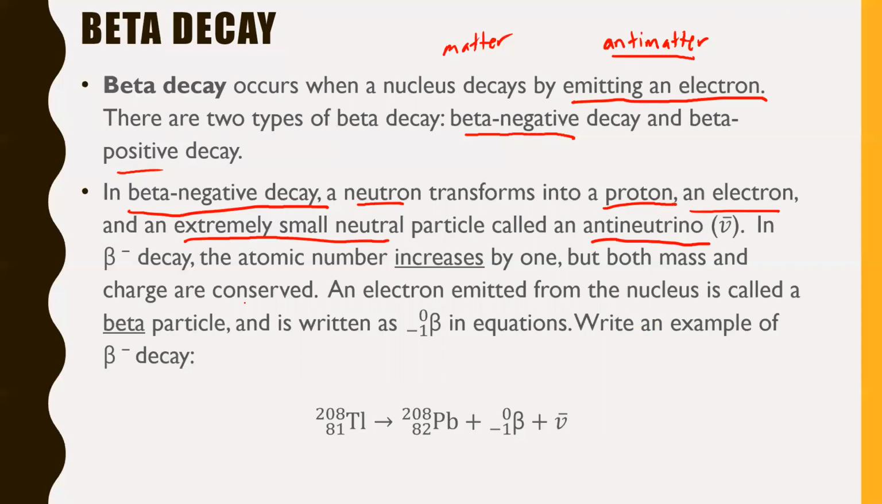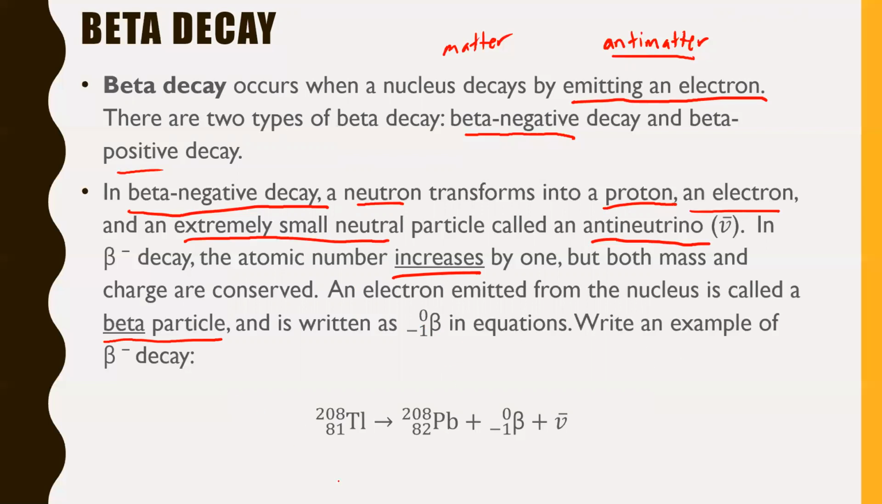So in beta negative decay, the atomic number actually increases by 1, but both mass and charge are conserved because they always have to be. An electron emitted from the nucleus is called a beta particle. So a beta particle is just another way of saying an electron, right? It's written as this beta symbol with a 0 on the top because there are 0 protons or neutrons, and a -1. What that really means is it's got a -1 charge in equations.